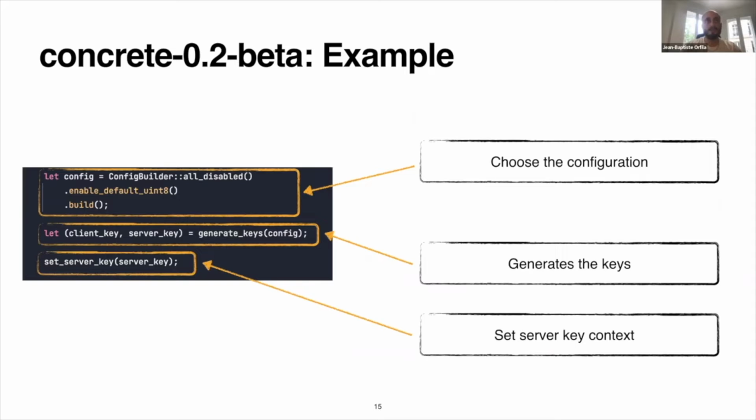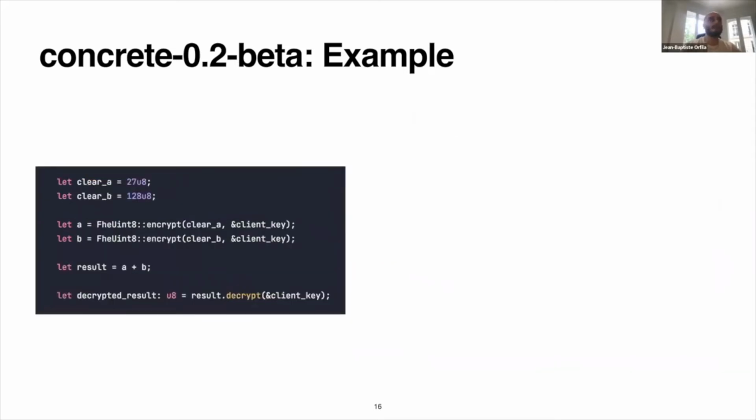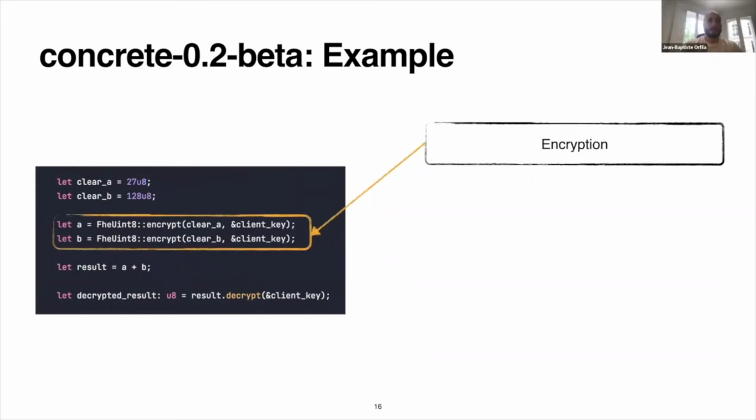Once he has done that, he can start to work. So let's say that in this case, he has 2 clear messages he wants to compute on. The first thing, he will start by encrypting. He said before that he wanted to work over 8-bit integers, so this is the type, FheUint8. And then he just wants to encrypt the message, so he calls the encryption function over the message. And since this is a private computation, he uses his private key. This is the client in general.